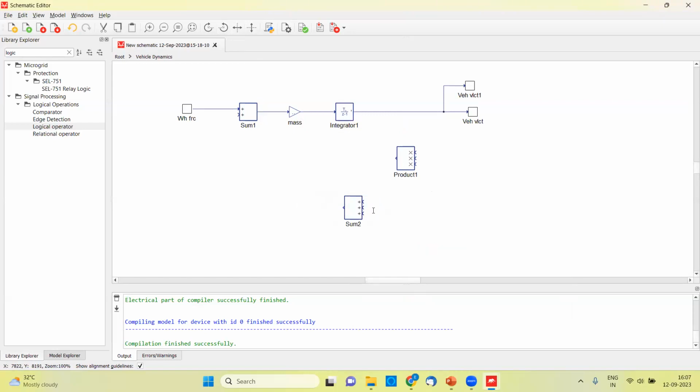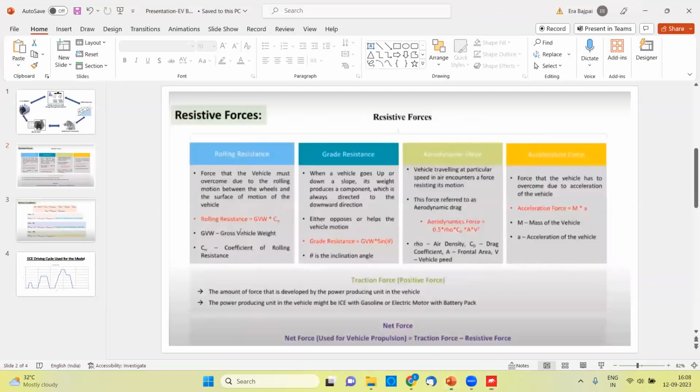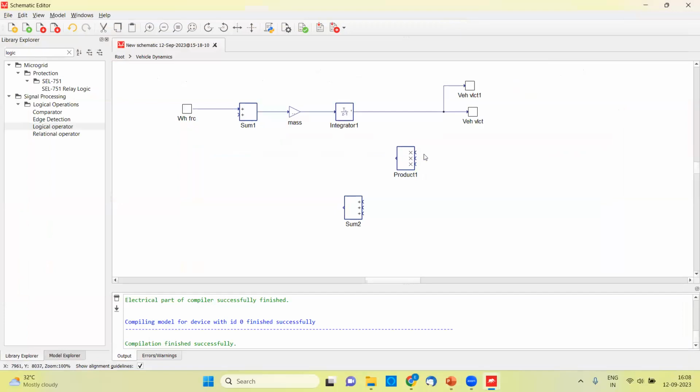So even if you can guess, there are so many different resistive forces which we have to add together so that we can create the net force. That is why I'm using the sum block. And behind each resistive force, there is one mathematical equation involved, and that equation has many product values which have to be used to generate one particular resistive force. So that is why I'm using this product block.